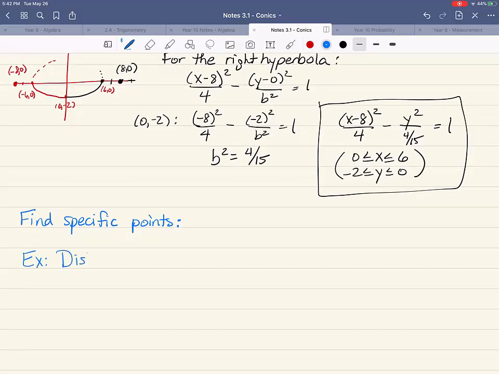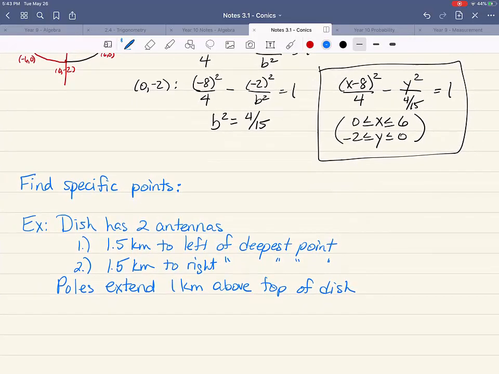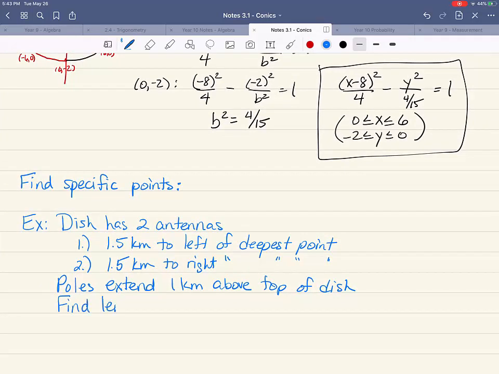The dish that we're dealing with has 2 antennas. One antenna is 1.5 kilometers to the left of the deepest point. The second one is 1.5 kilometers to the right of the deepest point. The question also says the poles extend 1 kilometer above the top of the dish, and then it asks you to find the length of the poles with the ellipse model only.